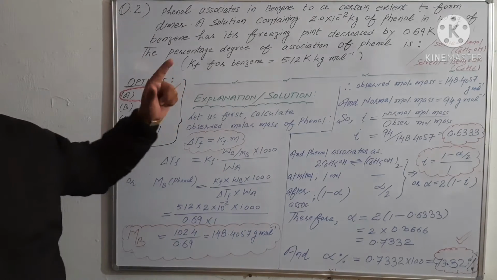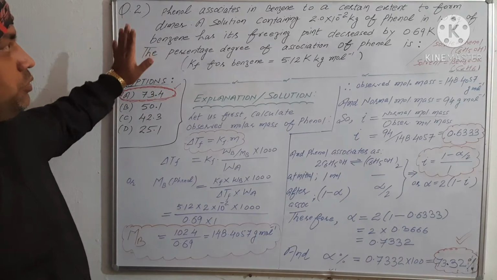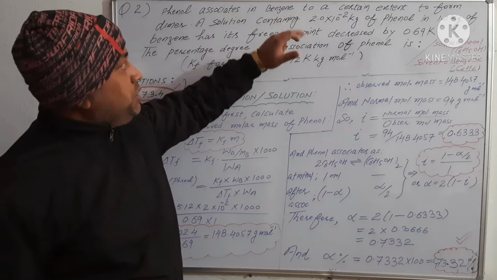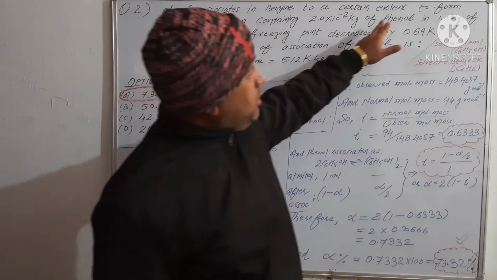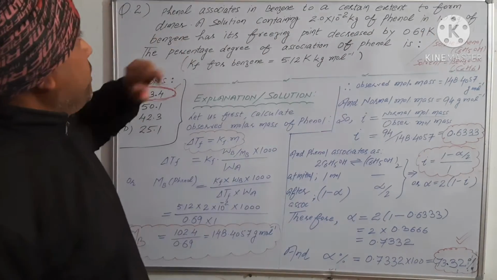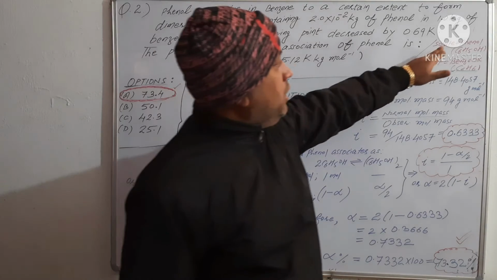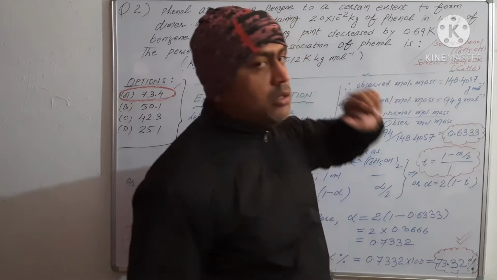So let me see first of all what the statement of this question is telling us. Phenol associates in benzene to a certain extent to form a dimer. So that means phenol is the solute and benzene is the solvent.